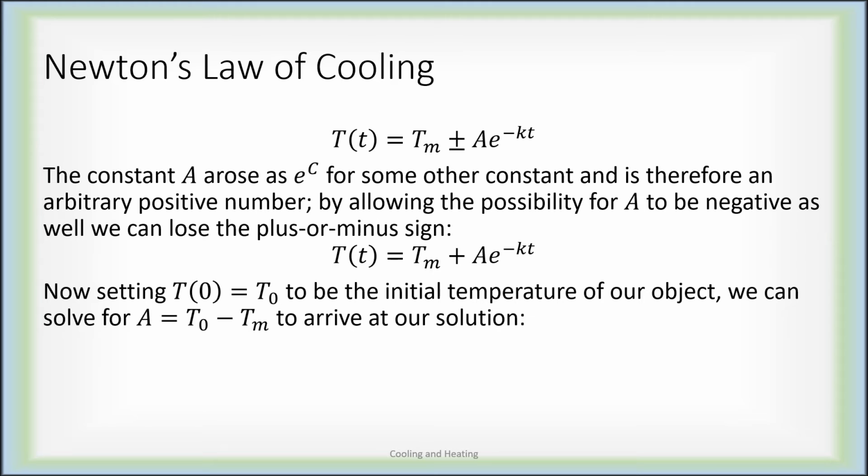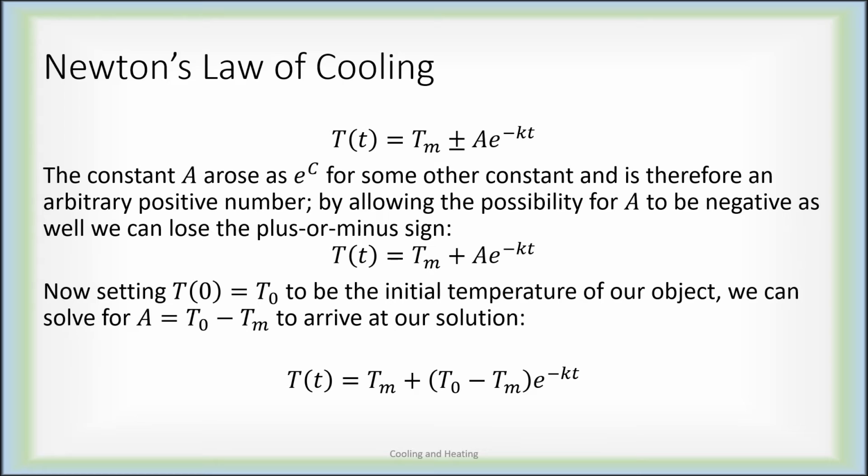Now let's put some initial conditions in here. If I let t equal 0, well then here we get a 1, so this becomes just A, and T sub 0 is going to be our initial temperature. So T sub 0 equals Tm plus A, which allows us to solve for A: A is T0 minus Tm. In other words, A is the difference between the initial temperature of our object and that of the surrounding medium. We plug that in, and here is the solution that we get. The temperature of our object at time t is that of the surrounding medium plus the initial difference between its temperature and that of the medium times this exponential term.